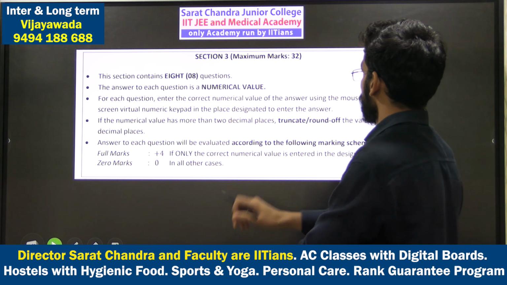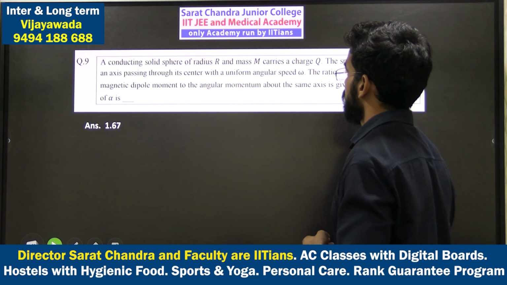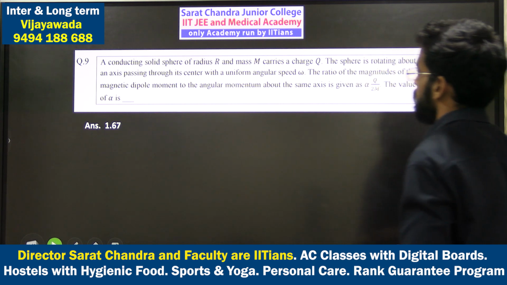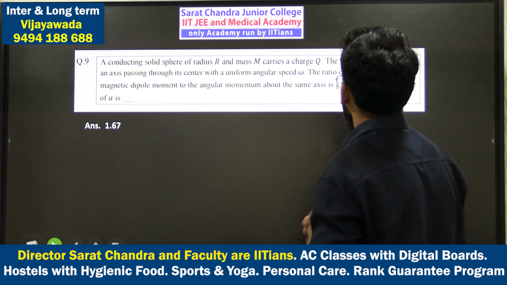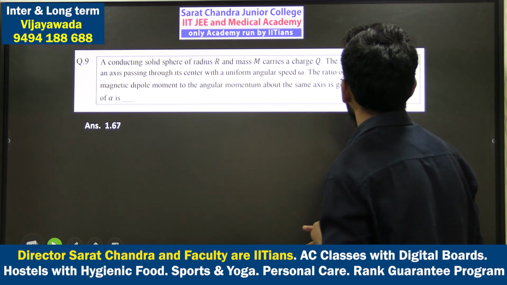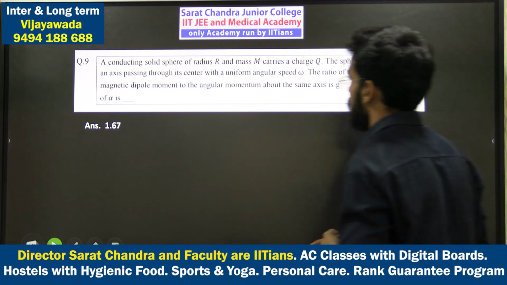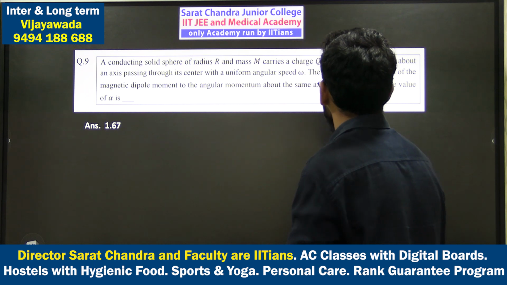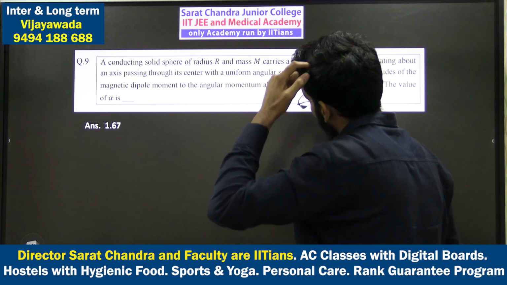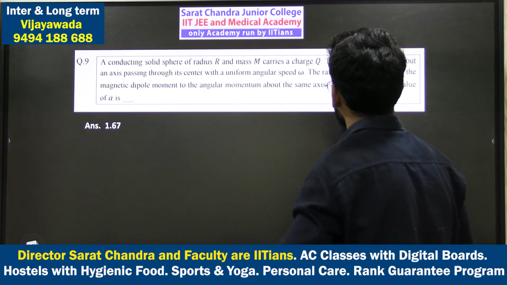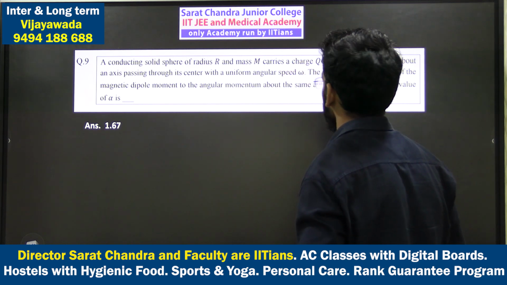Section 3. In section 3 we have question number 9, paper 2. A conducting solid sphere of radius r and mass m carries a charge q. The sphere is rotating about an axis passing through its center with a uniform angular speed omega. The ratio of magnitudes of the magnetic dipole moment to the angular momentum about the same axis is asked.